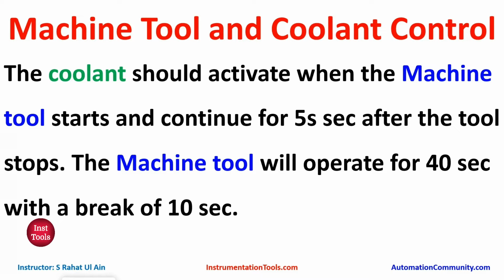So in this example, we will use normally open contacts as well as normally closed contacts. We will also use some memory bits. And with that, we will also be using timers like TP and T-on. So the machine will operate for 40 seconds and then it will turn off for 10 seconds and then again it will work for 40 seconds and then stop for 10 seconds and it will repeat this cycle.